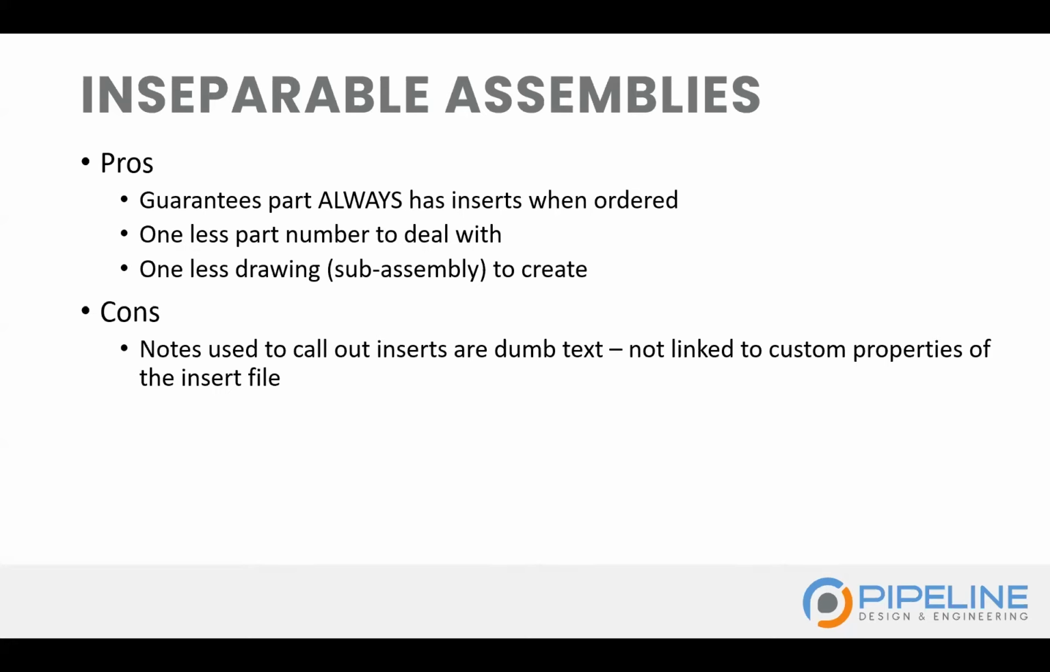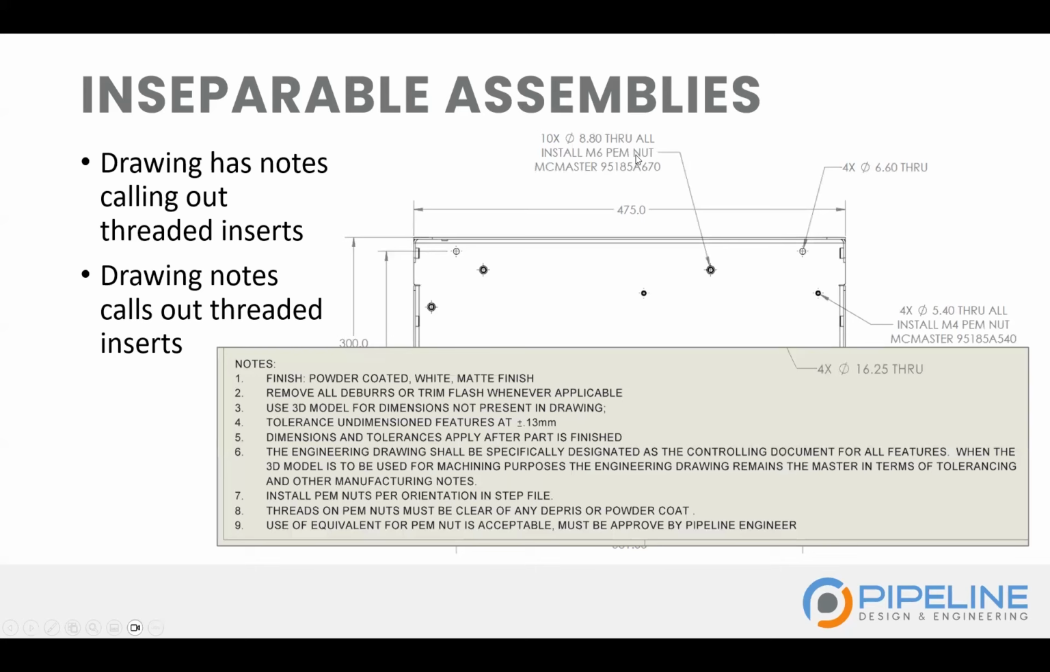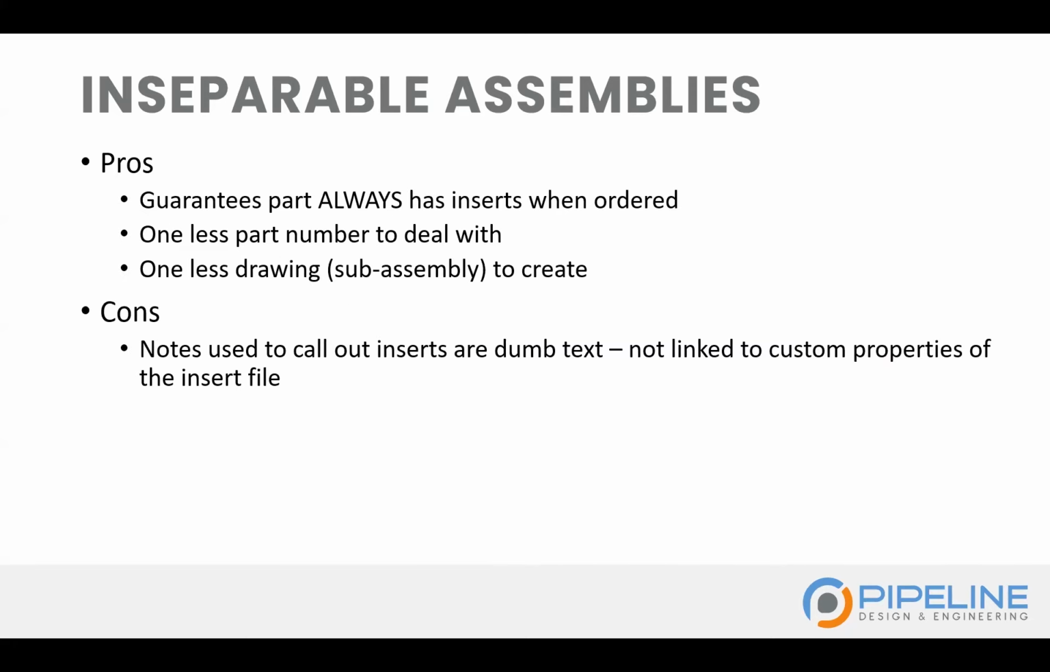The con is that the notes that we use in our drawings, they're just dumb notes. So install M6, PEMNUT, McMaster, yada, yada, yada. It's just a dumb note. And if that part changes, the part properties are not going to automatically filter into that note. So you do have to be a little careful there. And that's definitely a downside of this approach.